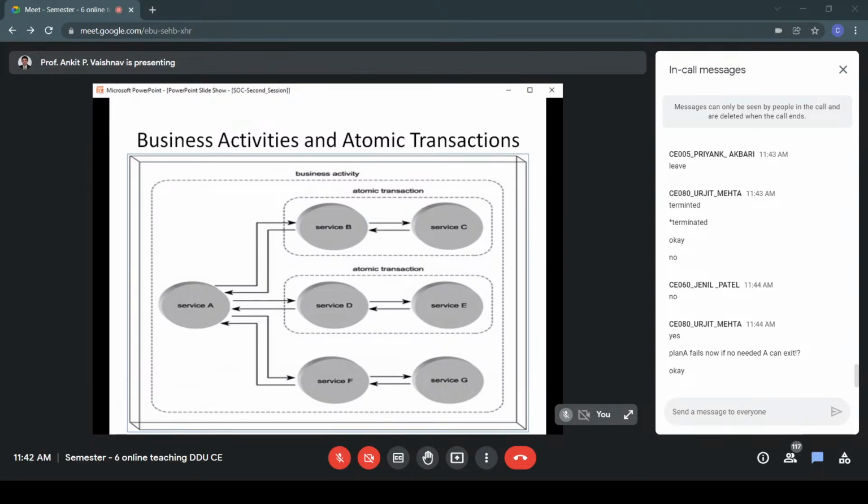So this is the last slide that I would be covering. Then I'll stop. This example proves that business activities can cover atomic transaction whenever required, and we have already discussed this. So I'll stop over here.